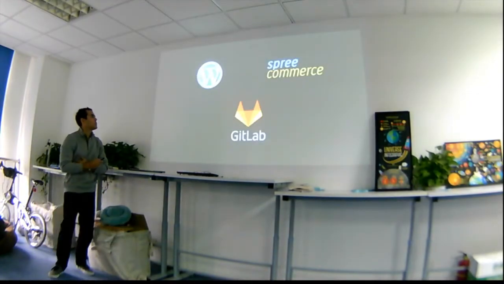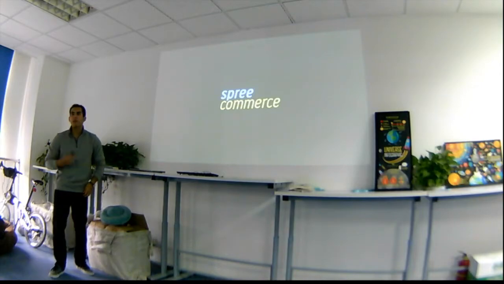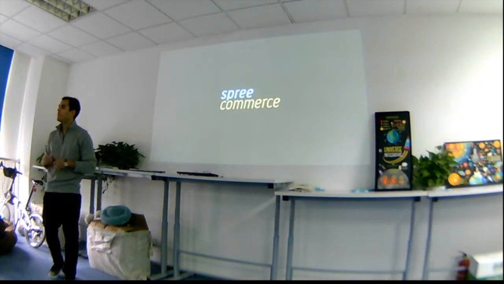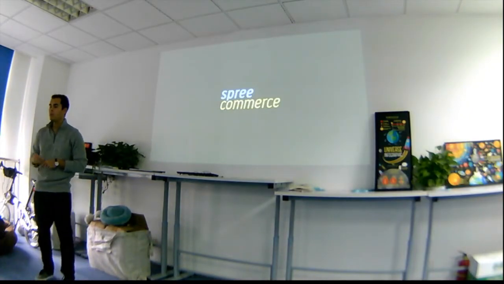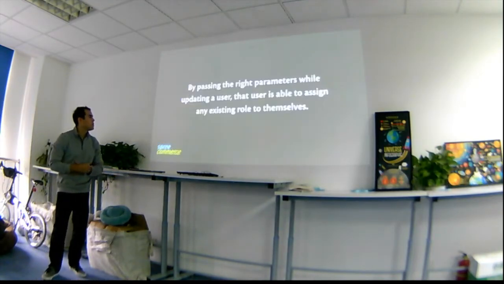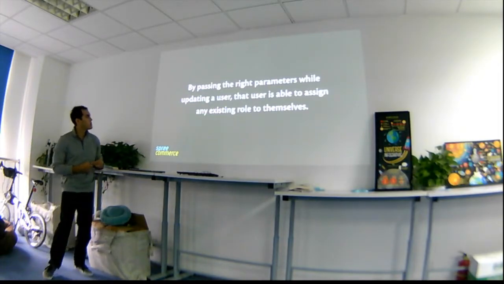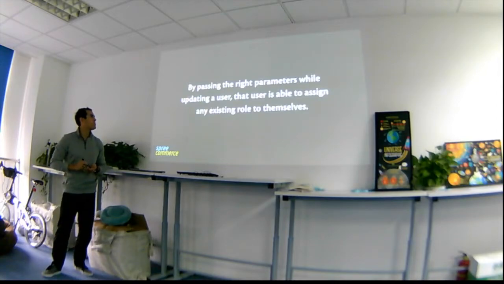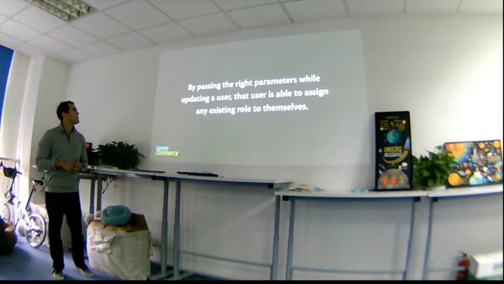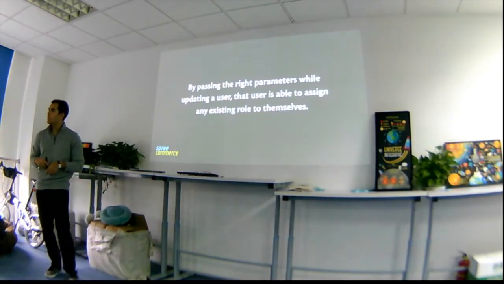So now let's look at Spree Commerce. Like I said, Spree Commerce is this Rails application. It's an e-commerce web application that lets you run shopping carts for whatever you want. There was no CVE here for some reason, but this was on their blog. They said, by passing the right parameters while updating a user, that user is able to assign any existing role to themselves. So this is pretty similar to the last one.